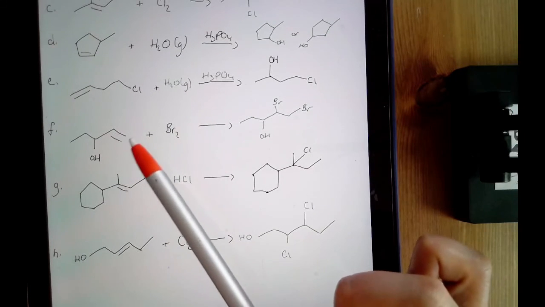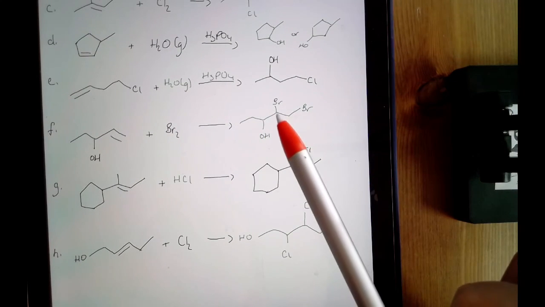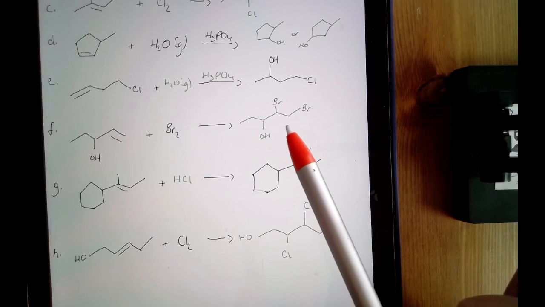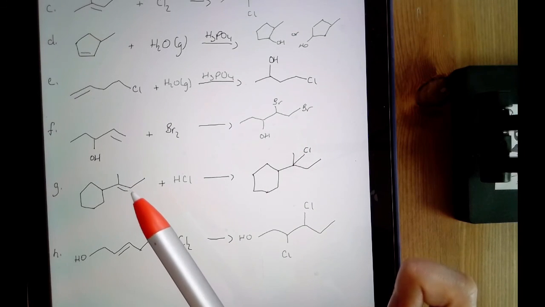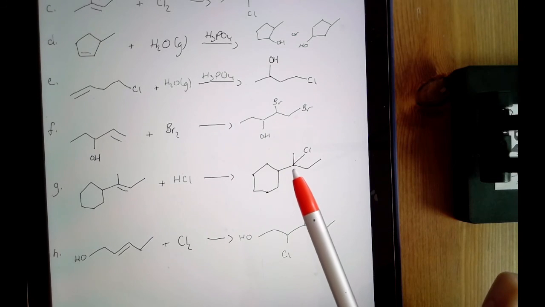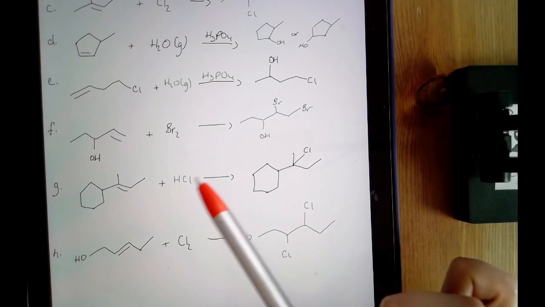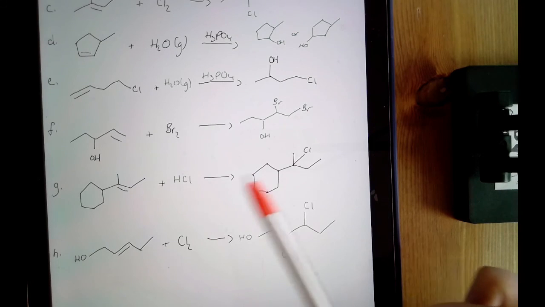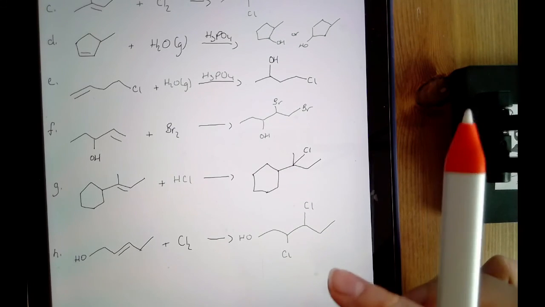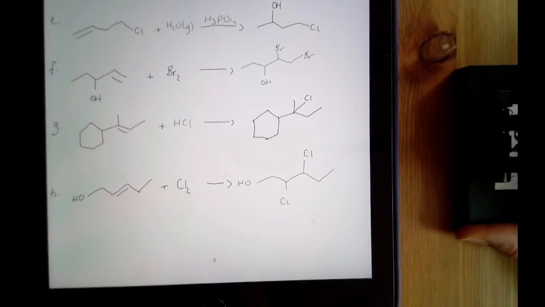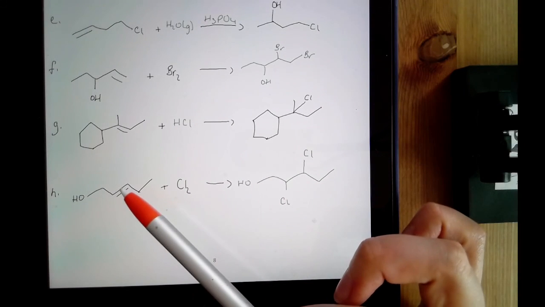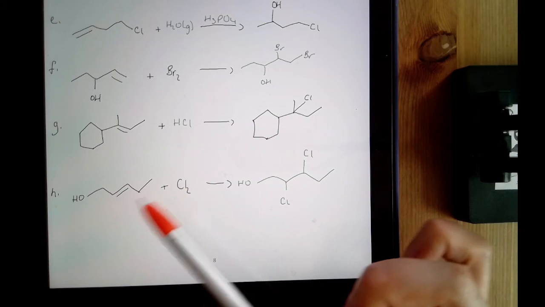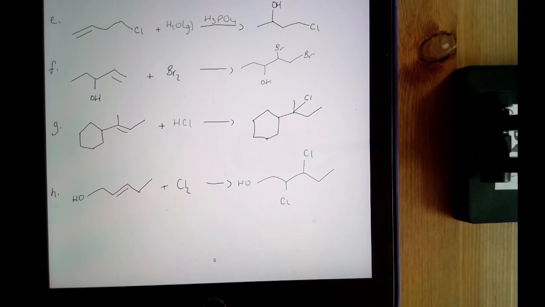Down here, I'm adding bromine, so one to each carbon. Make sure you don't do what I did and add them to the same carbon. They should be on different carbons. Here, it's not symmetrical, so you have got, again, I gave you the product, didn't I? I was just asking for the reagent, so it's just HCl. If you're adding one chlorine, it's going to be HCl. And then down here at the end, I'm reacting with Cl2, and I'm getting two chlorines. The alkene is not symmetrical, but because I'm adding the same atom to each carbon, it doesn't matter. I'm going to get just the one product.